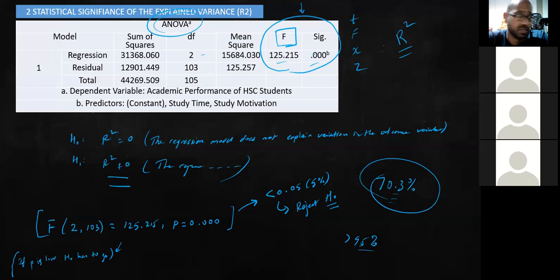Sir? Yep. Sorry to interrupt. Can you please explain that sentence again? The F(2,103). Just the sentence, how you wrote it.